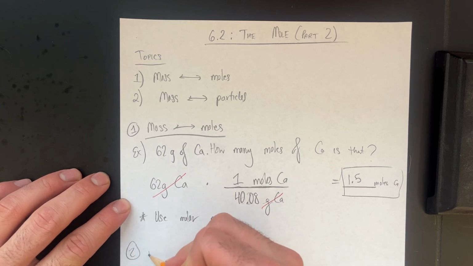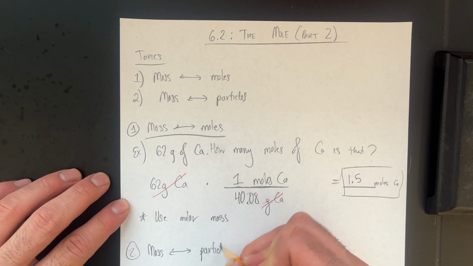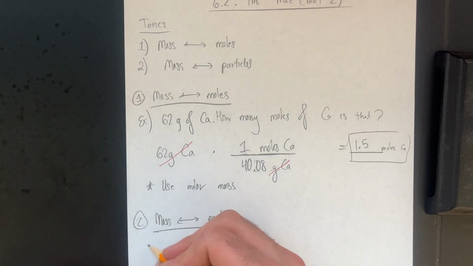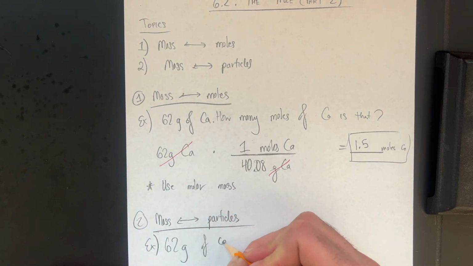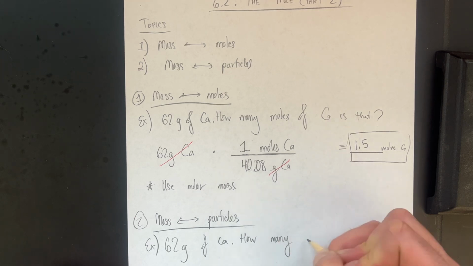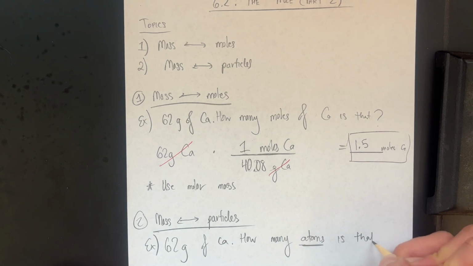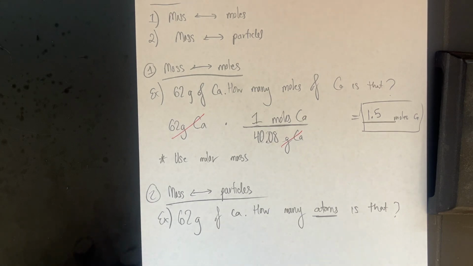Now, how do you go, however, from mass to particles and back again? Well, this one actually requires us to put together what we learned in 6.1 as well as what we learned in 6.2. Let me give you an example so that we can understand this. If I have 62 grams of calcium again, how many atoms is that? In the last question, I asked you how many moles that is. Now I'm asking you to take it one step further to tell us how many atoms that is.